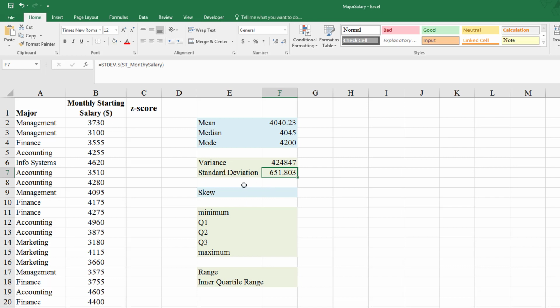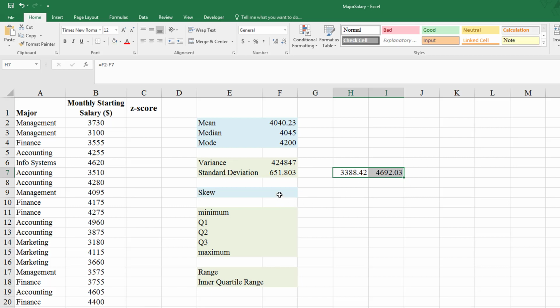So here's what I know. The standard deviation, I expect, given Chebyshev's rule, that 68% of these numbers sitting over here are going to be within one standard deviation on either side of this mean. So I could look at it this way. I could do the mean minus the standard deviation and the mean plus the standard deviation. And here's what I expect. 68% of the time, I expect all of my monthly starting salaries to be between $3,388 and $4,692.